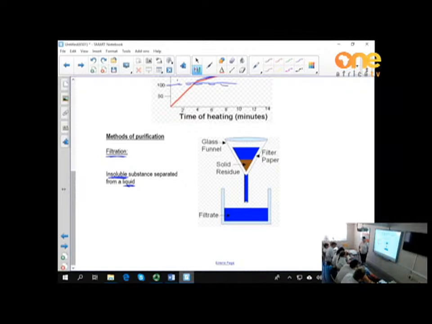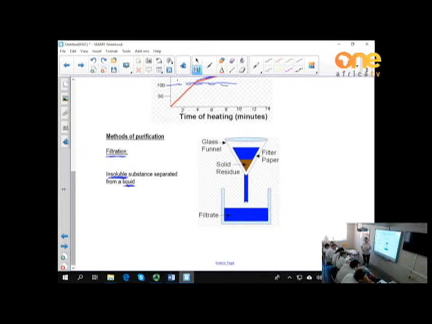Do you understand? If I had two cups of petrol, and in the one I add a spoon of sugar, and in the other I add a spoon of salt, and I shook it up. The sugar is going to dissolve. Can I get the sugar out from the petrol by filtering it? No. Can I get the salt out from the petrol? Yes. Why? Because the salt is insoluble.